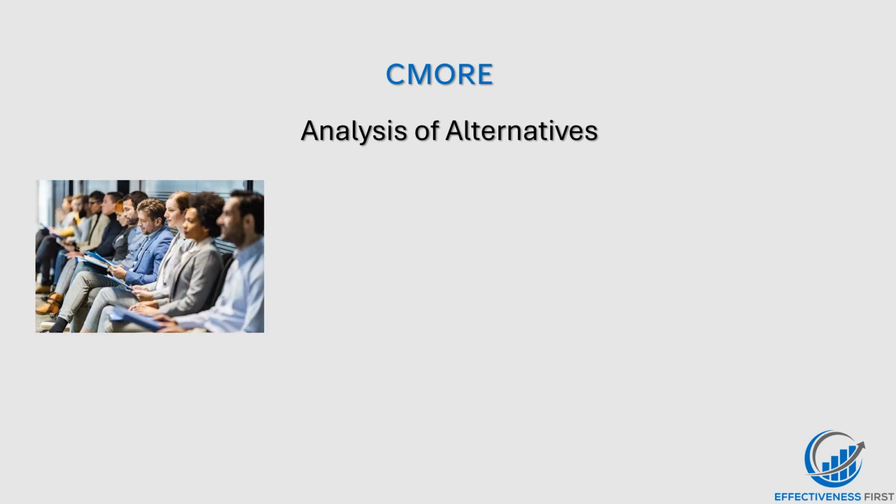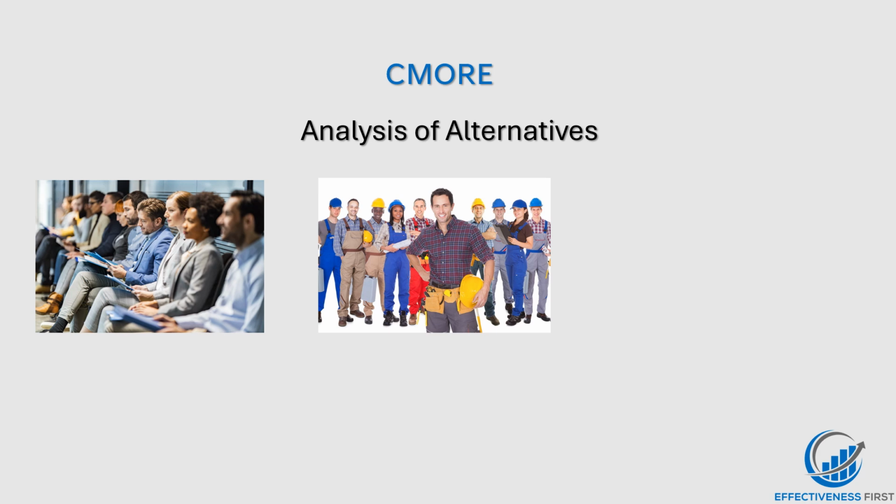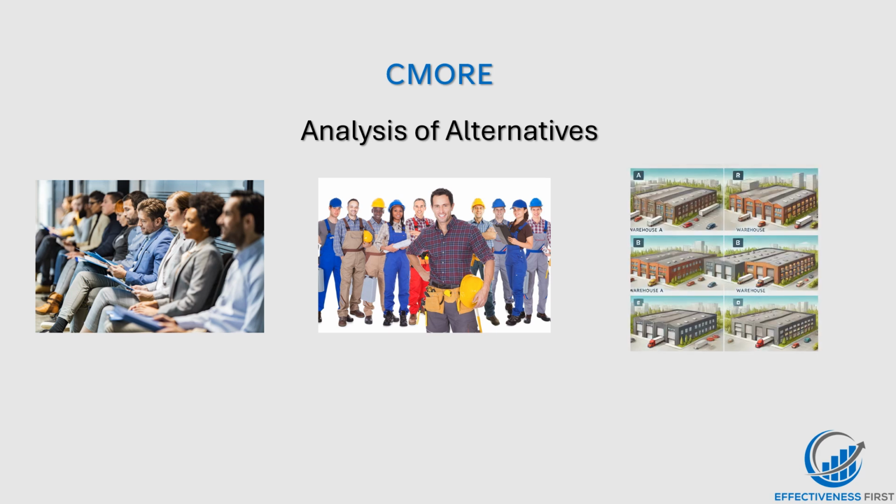In addition to measuring and enhancing organizational effectiveness, CMORE has a convenient and easy-to-use analysis of alternatives feature, so you no longer have to wonder what the best decision is for your organization. Here's how it works. When you need to decide between multiple possible solutions, such as what employee to hire, contractor to select, or perhaps what new warehouse to buy, look no further than CMORE's analysis of alternatives. This tool makes choosing the most effective solution easy.